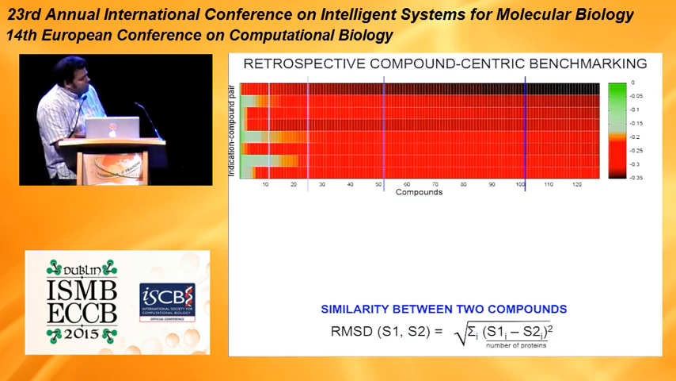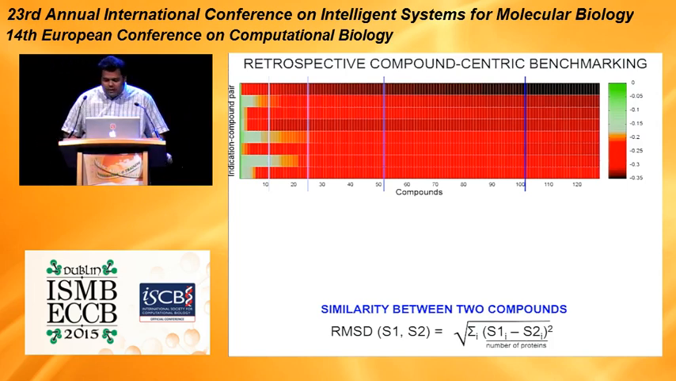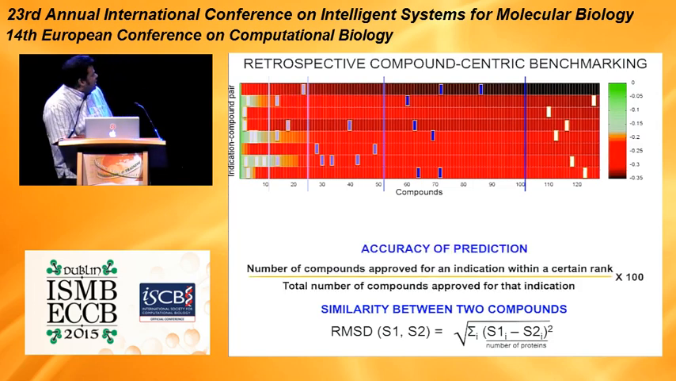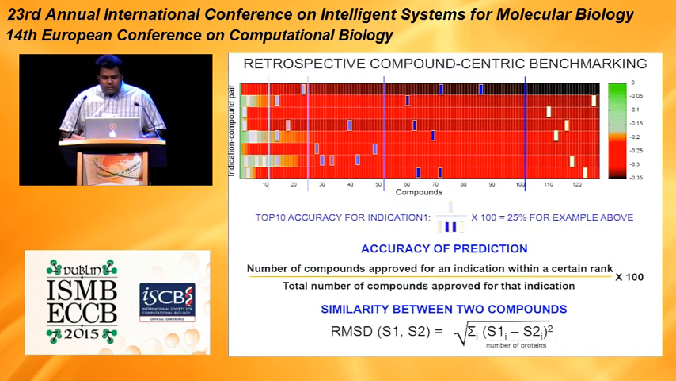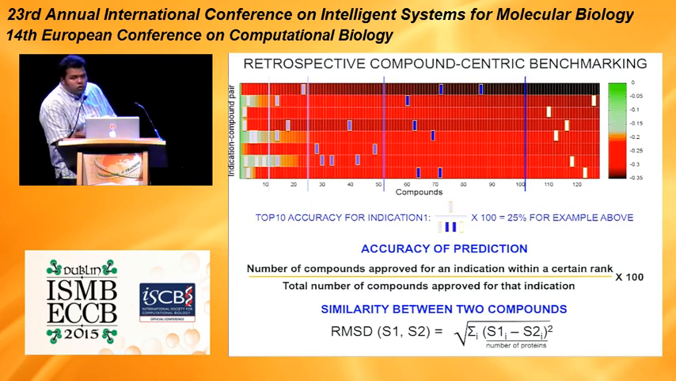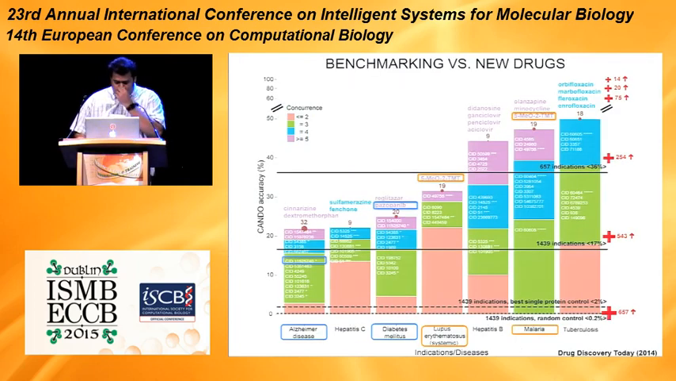So you can have these top 10, top 30, top 50, top 100 compounds which one could test. And the accuracy is the number of compounds approved for an indication at a given rank divided by the total number of compounds. What that really means is, for example, for this particular disease-compound pair, there is only one compound which is predicted in the top 10. So you have a 25% prediction accuracy for that.